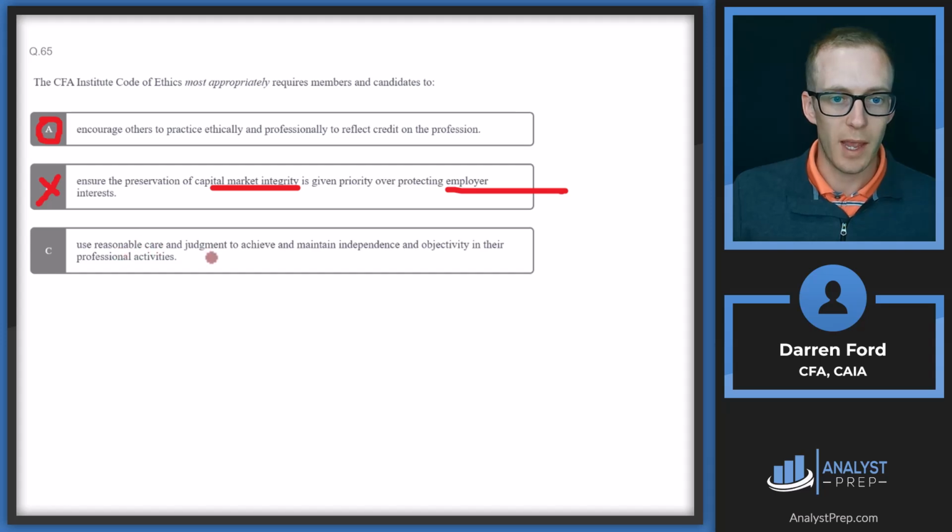C, use reasonable care and judgment to achieve and maintain independence and objectivity in their professional activities. We're going to rule this one out as well. A is going to be our best answer. This is going to be more so based on specific standards of conduct and how we should act in our profession, whereas the code of ethics portion is going to be more focused on the profession and what's mentioned here in A.